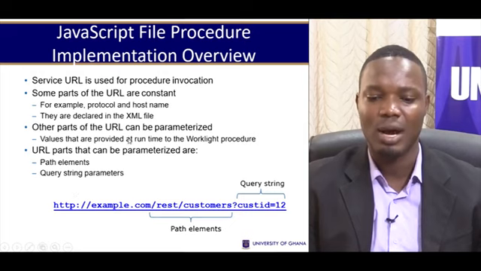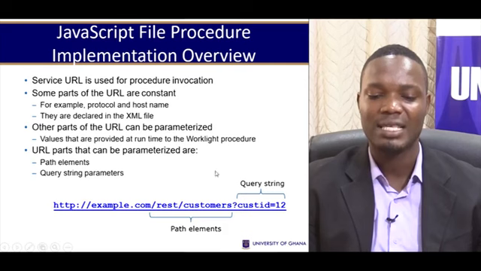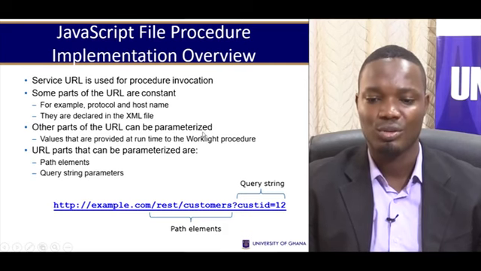The other parts of the URL can be parameterized. So we can change that as and when we want to access a particular resource. The URL parts that can be parameterized are the path elements and the query string parameters. So we have the path elements here for this particular URL. The rest customers can change, and then the cust ID, which is the customer ID, also a query string, can also change. So these ones can keep changing as and when we want to use the adapter.